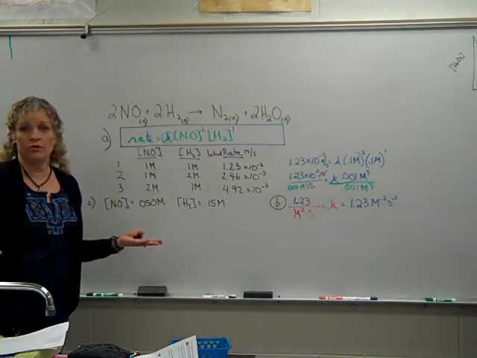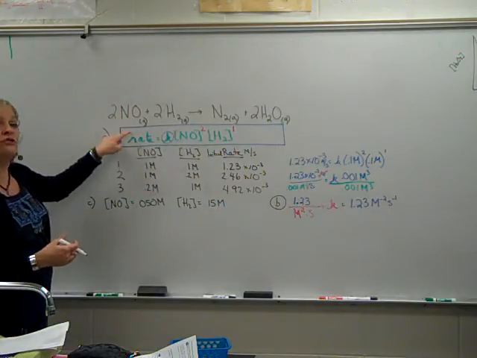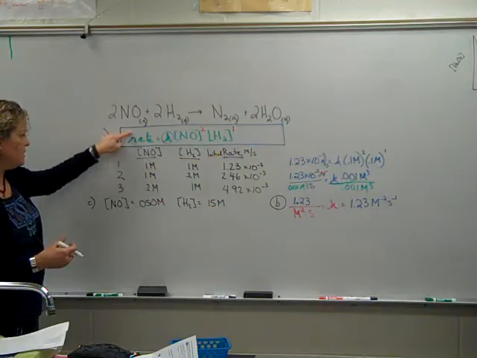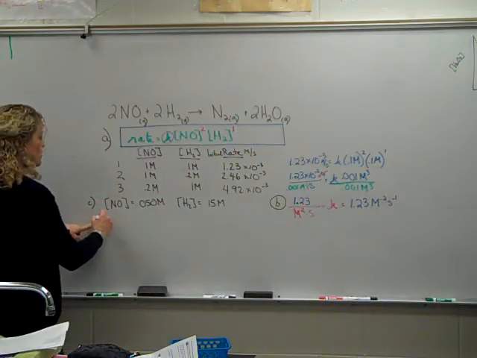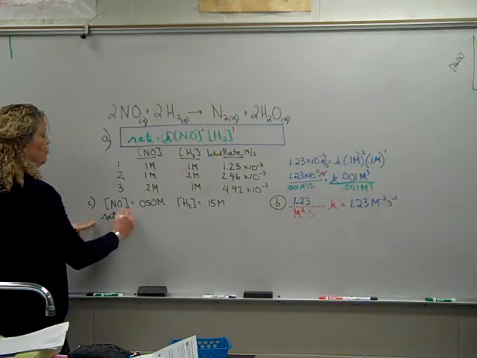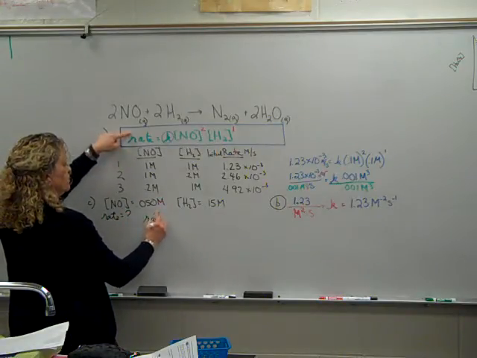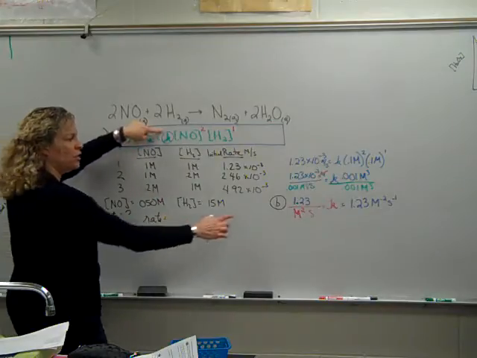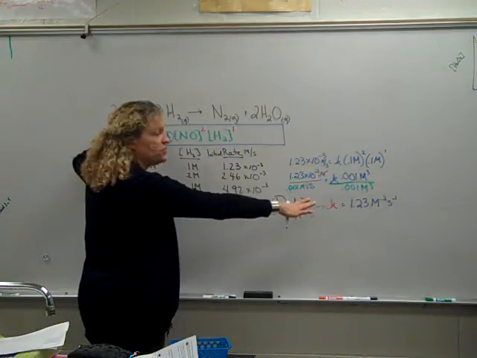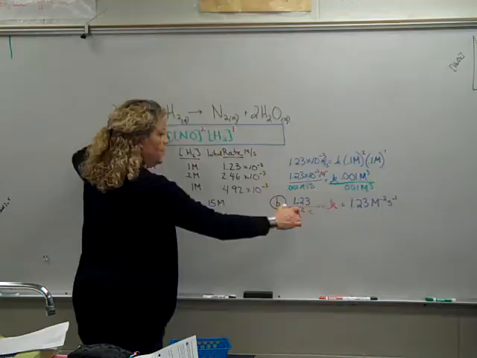And really, all you do is plug and chug. You have made yourself a formula, now you use it. And in this case, the question is asking you for the rate. So this is going to be our unknown. So our rate is going to equal K. You already solved for K. As long as you haven't changed the temperature, you get to use this all the time.